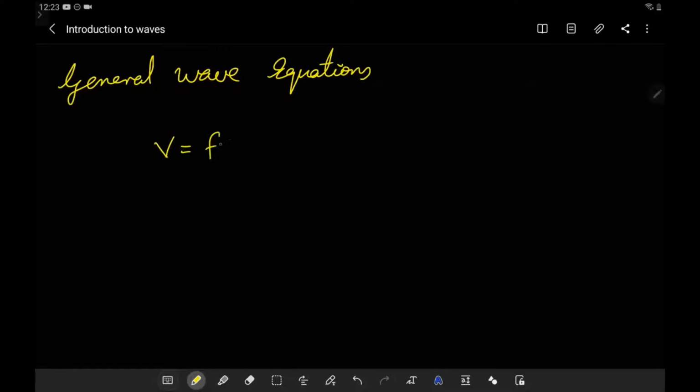So the general wave equations. We saw previously that V is equal to F lambda, or you could say V is equal to lambda over T, where T is the period. Either one is fine because remember F is just 1 over T, so it's really the same equation.